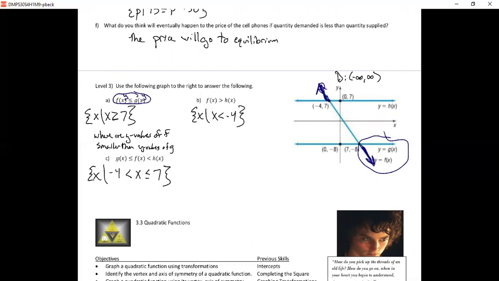And then last but not least, we have where the f function is in between the g and the h function. So we're saying it's going to be between there and there. How do we define that? From the x value of -4 to 7. Now, why aren't we including -4? As we take a look at our graph, we want to say where it's less than h of x, not equal to. And so we don't include -4, because we want less than the h function.